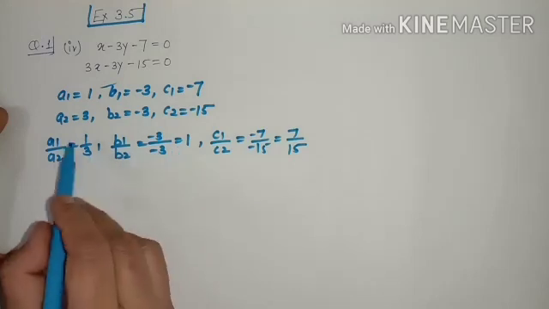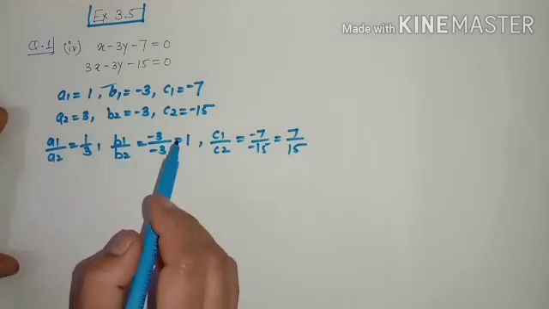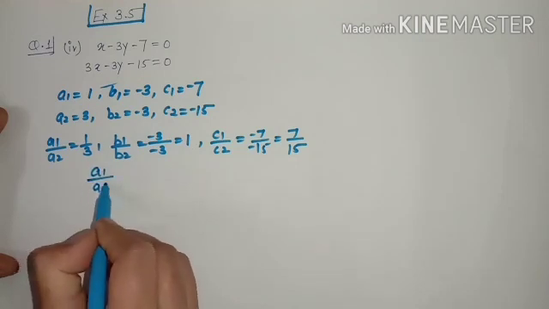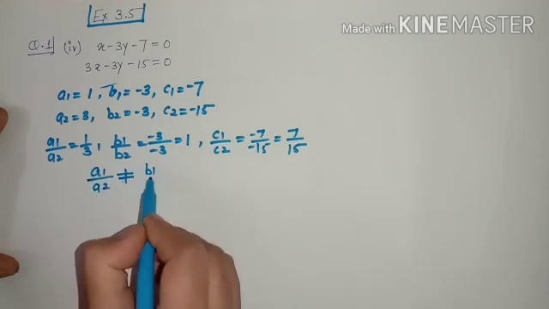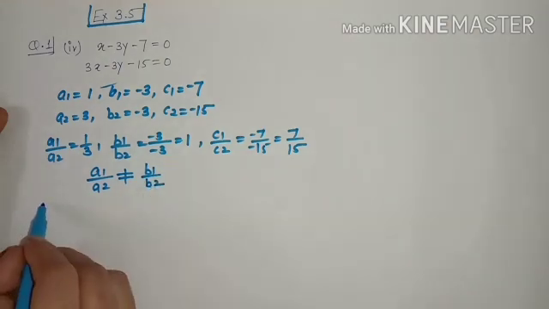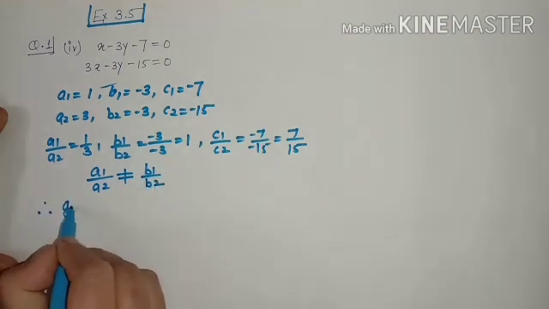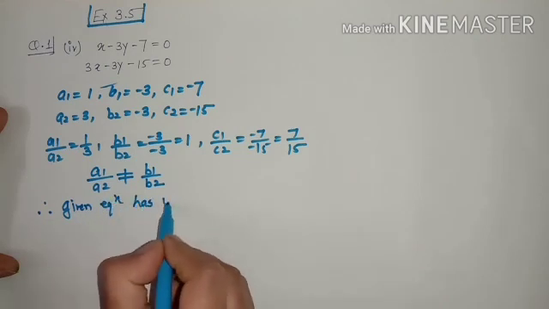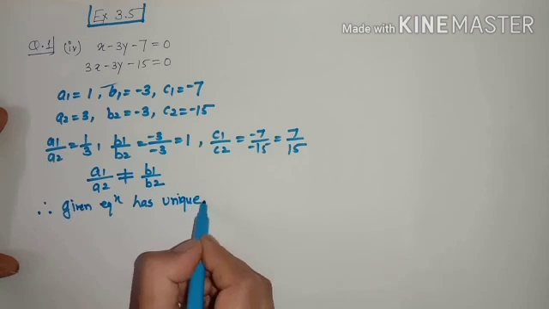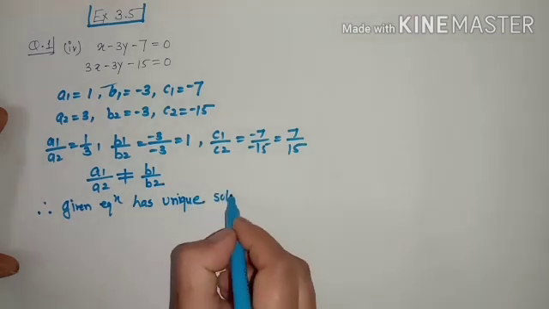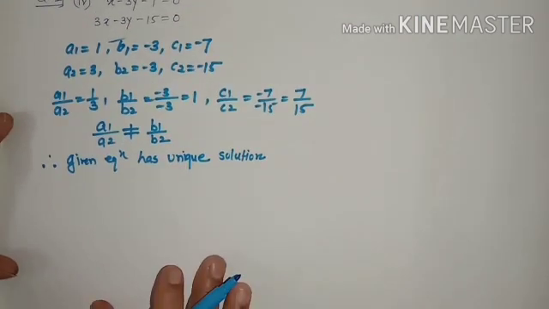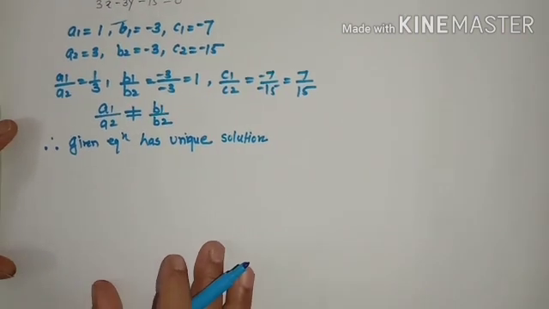As you can see here, student, the value of a1 upon a2 is 1 upon 3, and the value of b1 upon b2 is 1. It means a1 upon a2 is not equal to b1 upon b2. So, the given equations have which type of solution? Unique solution. And for finding the value of x and y, now we will use cross multiplication.